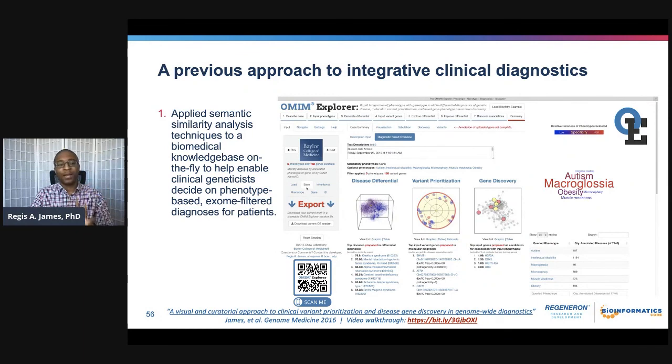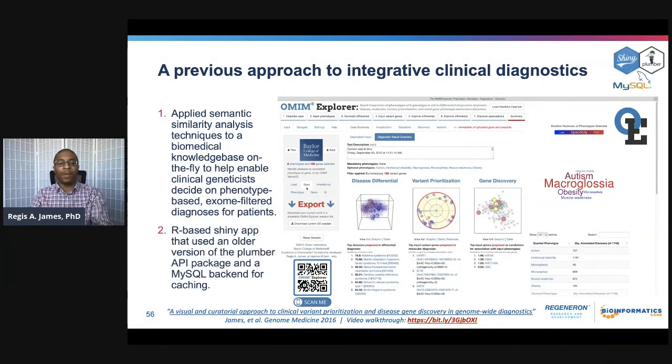But essentially, I applied semantic similarity analysis techniques to a biomedical knowledge base on the fly to help clinical geneticists decide on phenotype-based exome-filtered diagnoses for patients. So integrating a whole bunch of different data types in order to help increase the confidence that the clinical geneticist would have in making decisions.